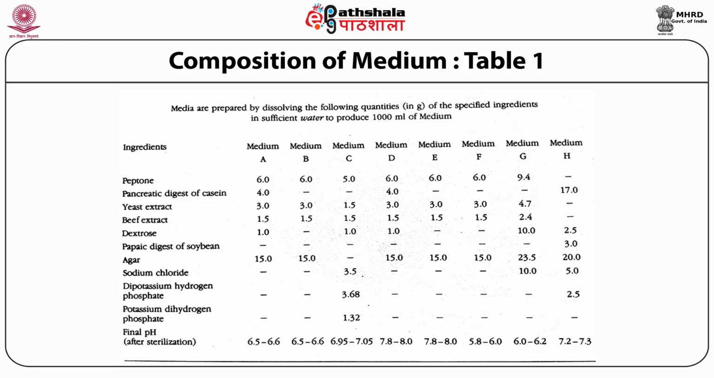The pH of the media is very important. The pH of the media after sterilization must be between 6.5 to 7.3, or in some cases it is 8, for example in medium E, and the pH of the media is kept as per the pharmacopoeial rule.